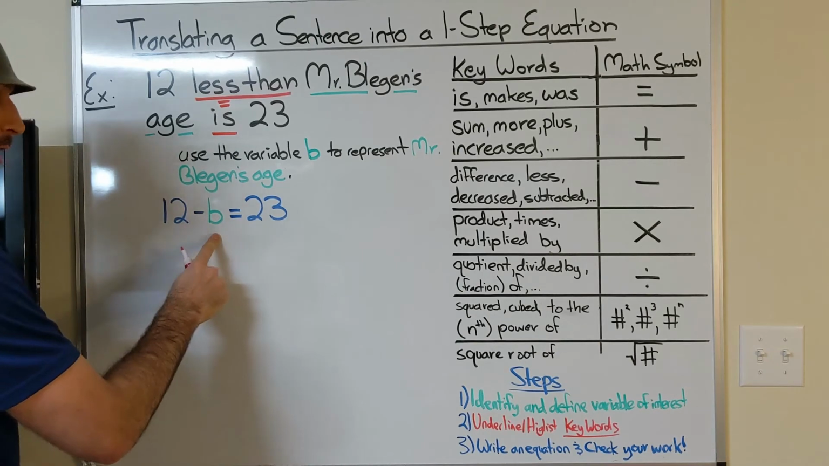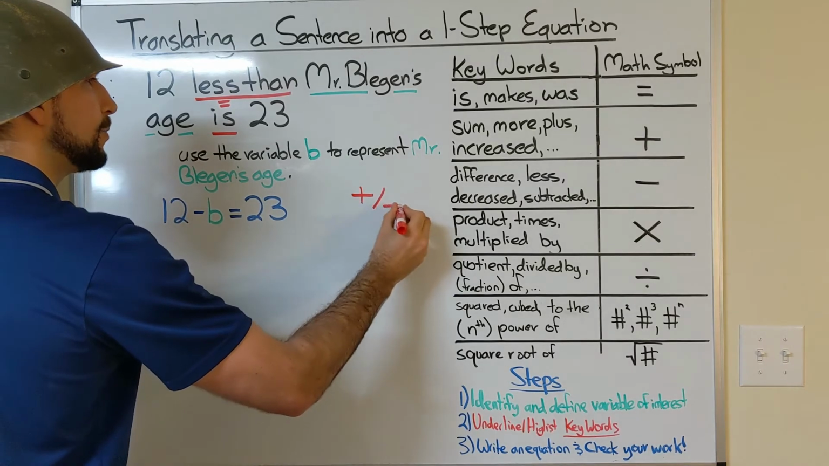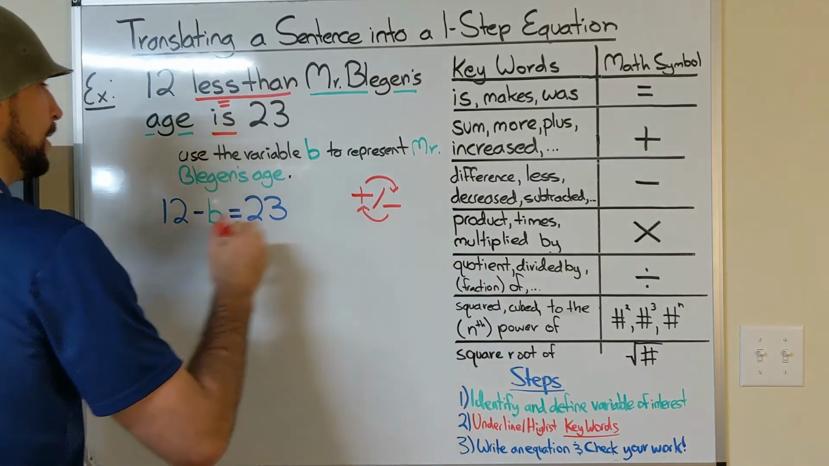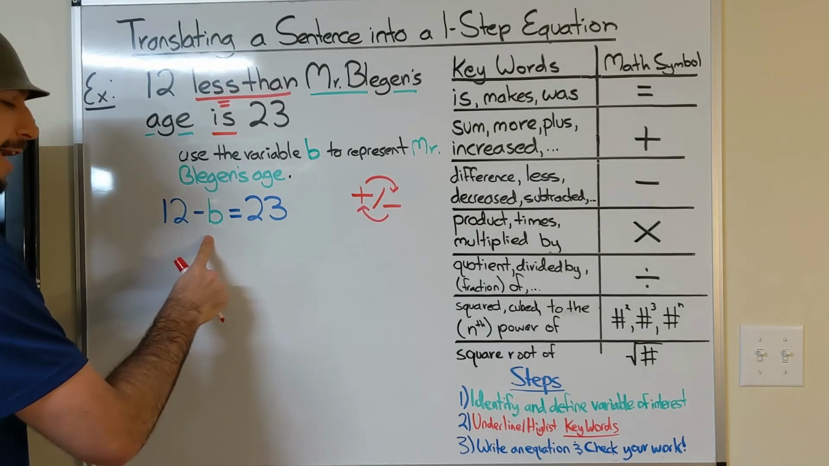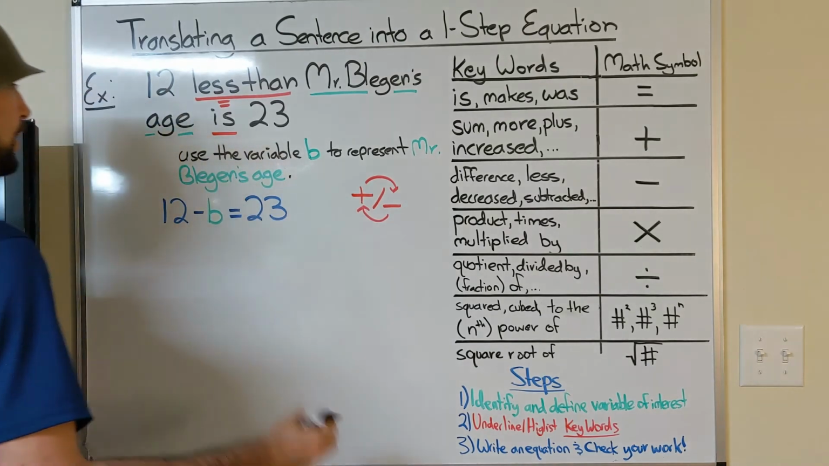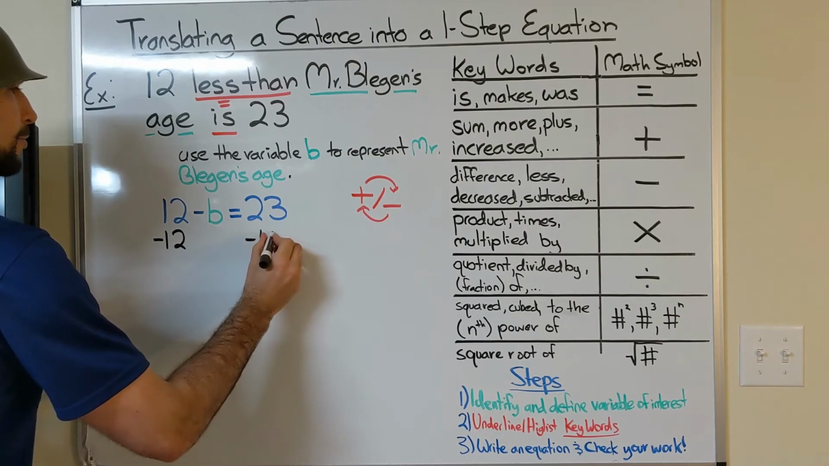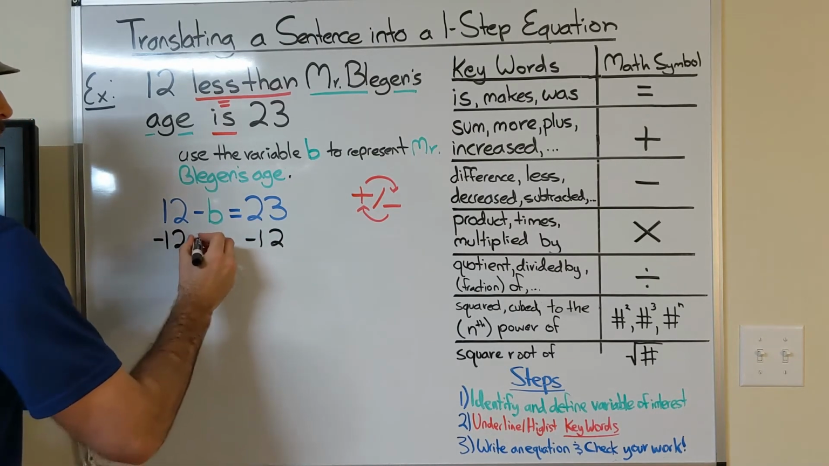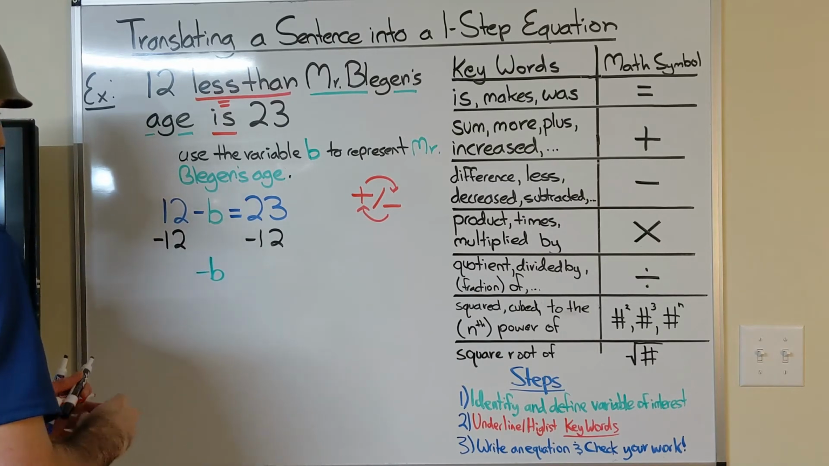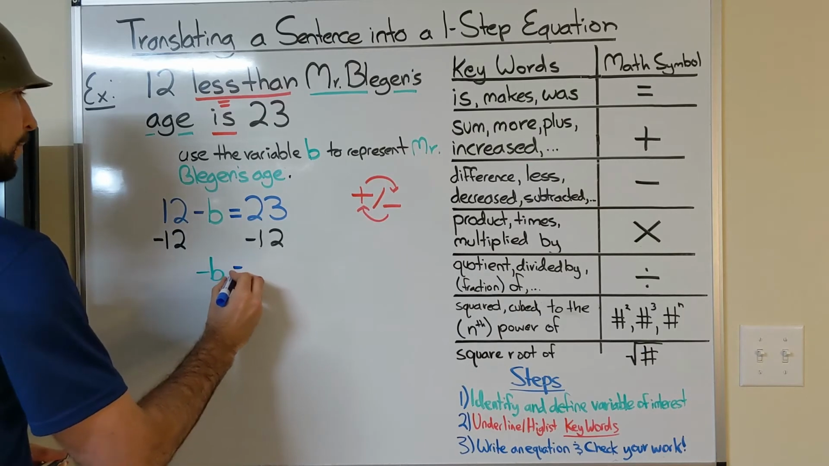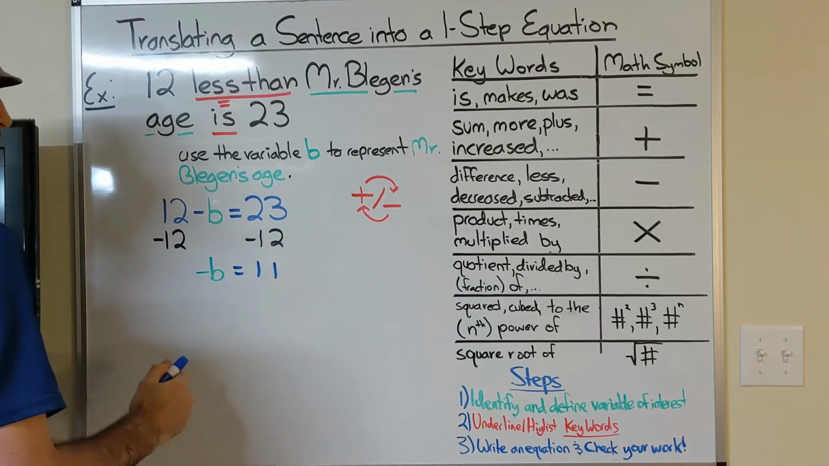Here, b is being subtracted from 12. 12 itself is not negative. So, though addition and subtraction are opposite operations, this 12 is positive. I'm going to need to subtract it to get it over here, and then I'll deal with my negative b. So, let's move this 12, get all of our constants on the right side by subtracting it from both sides. We'll get negative b equals 23 minus 12, which is going to be 11.